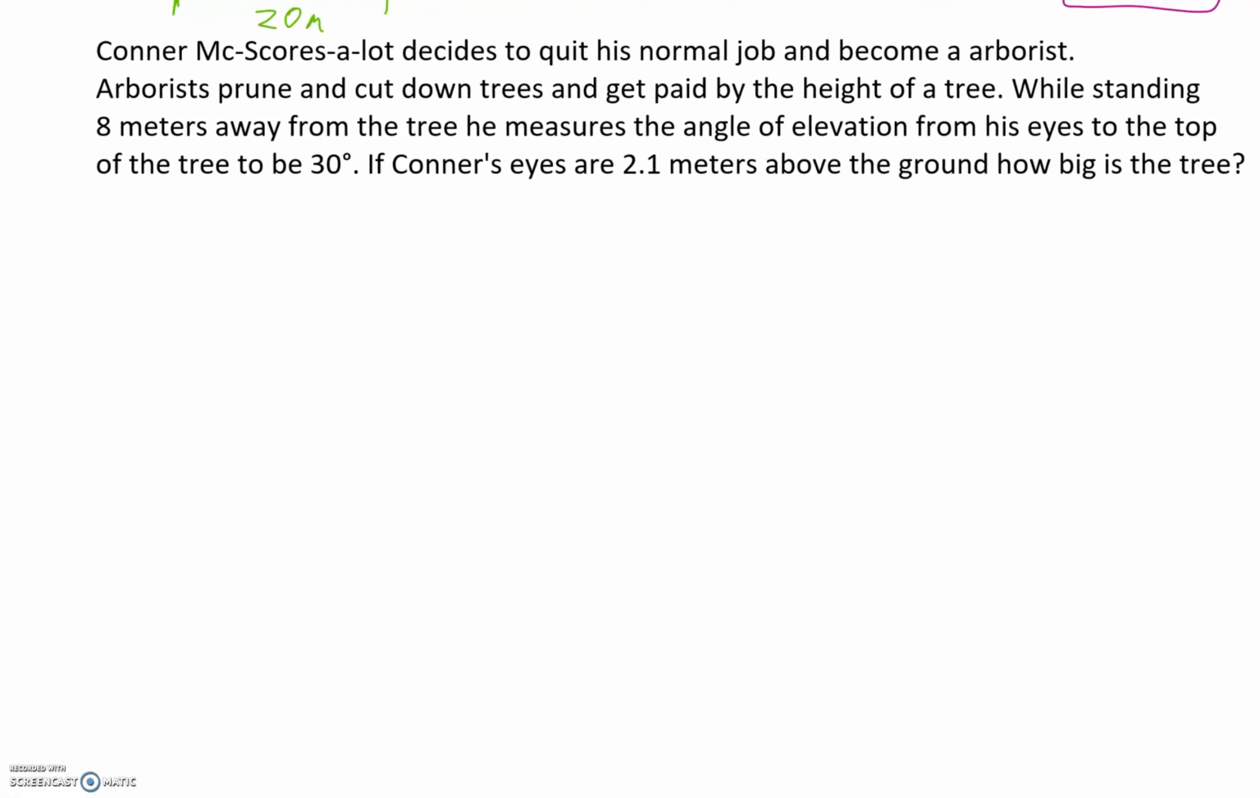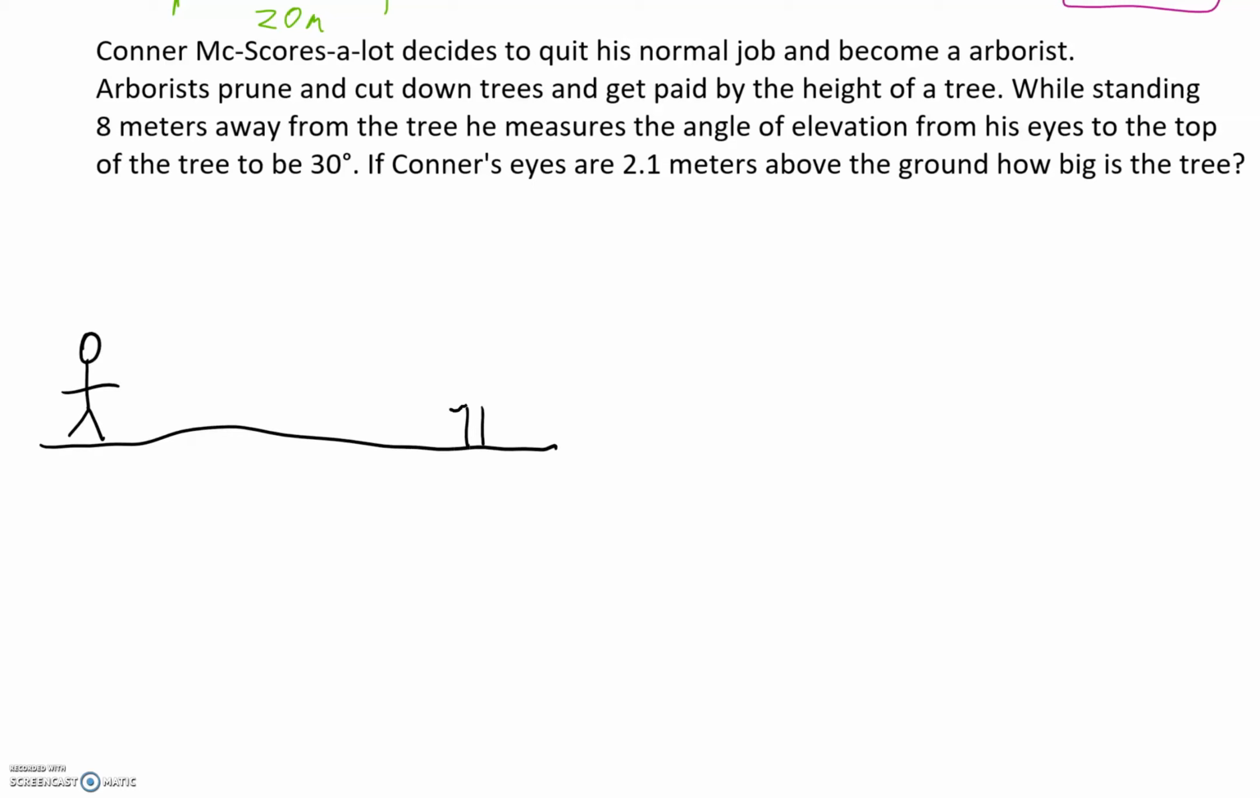Connor scores a lot, decides to quit his normal job and become an arborist. Arborists prune and cut down trees and get paid by the height of the tree. While standing 8 meters away from the tree, he measures the angle of elevation from his eyes to the top of the tree to be 30 degrees. First thing you have to do, draw a picture. Okay, just like I did in the last one, draw a picture.